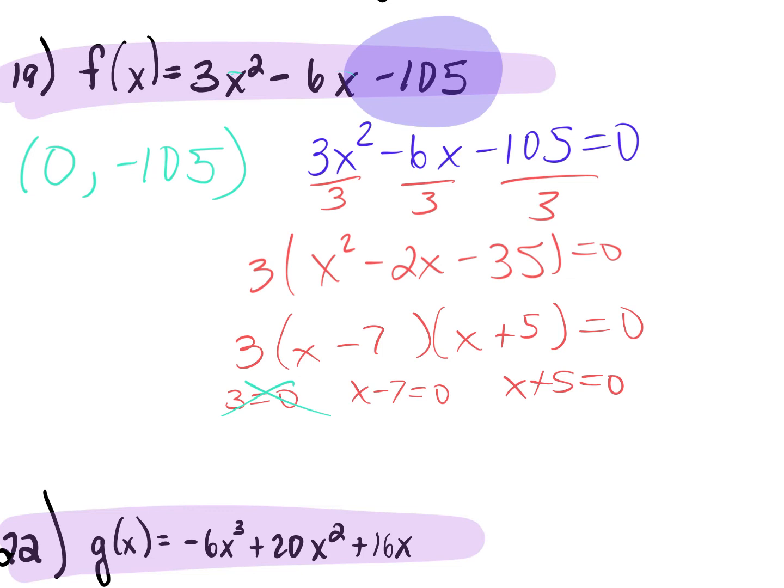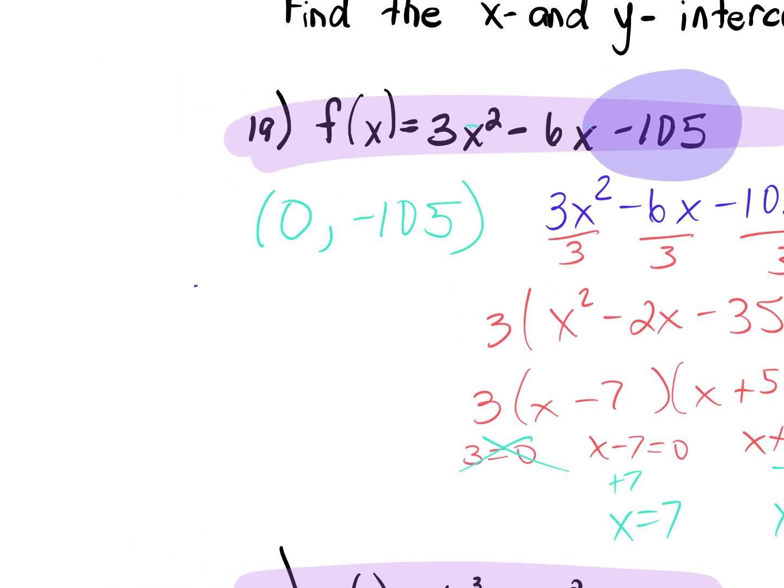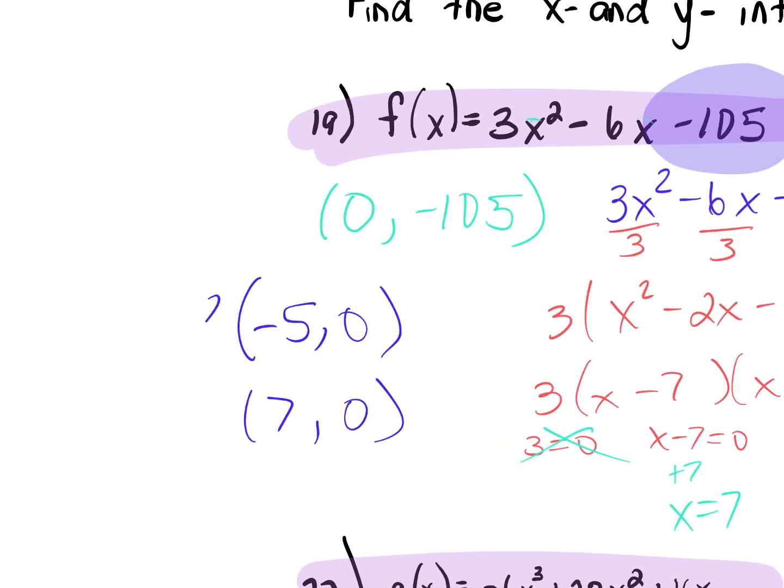So I'm going to move 7 over, right? Add 7, so I get x equals 7. I'm going to subtract 5, and I get x equals negative 5. Now you have to write your answers as ordered pairs. What did you plug in for y so that you found out that x equals 7 and x equals negative 5? You plugged in 0. So you would say, okay, I have negative 5, comma 0, and I have 7, comma 0. These are your x-intercepts.